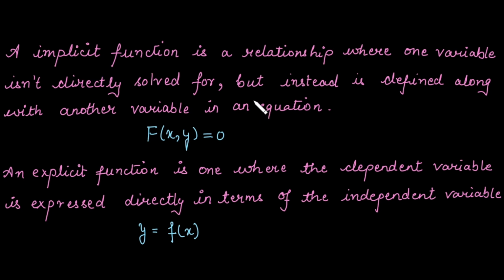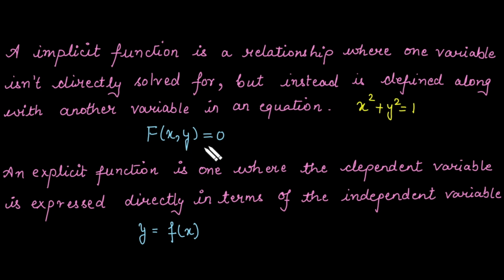Starting with the implicit function definition. An implicit function is a relationship where one variable is not directly solved for, but instead is defined along with another variable in an equation. For example, we have x square plus y square is equal to 1. This type of function is called an implicit function. Here we have two variables, and it is not defined in terms of x or in terms of y, but they are represented in the form of an equation.